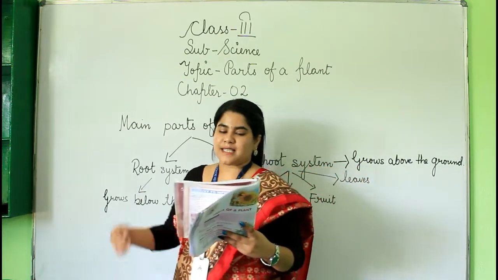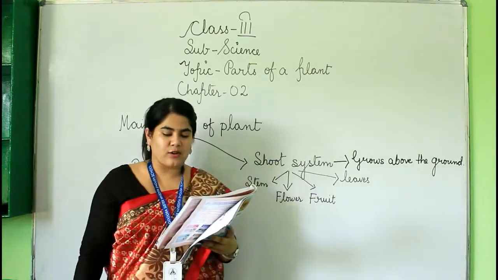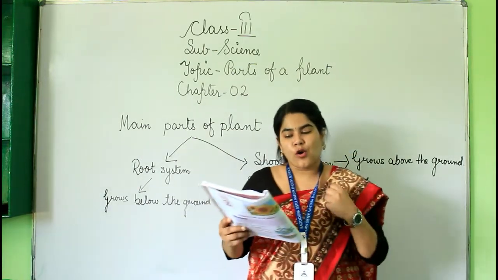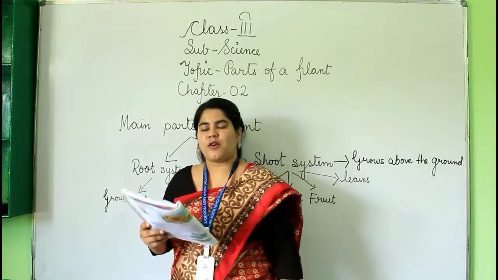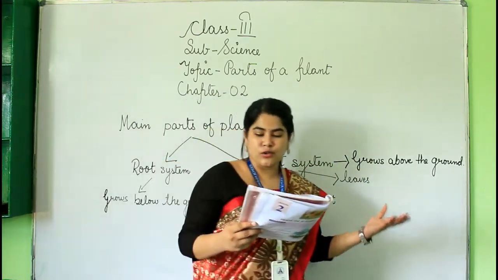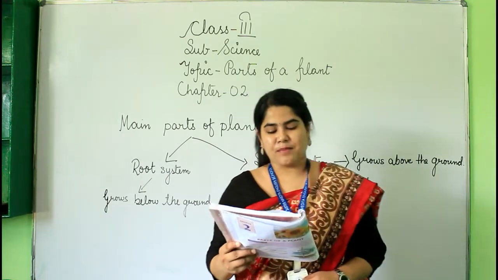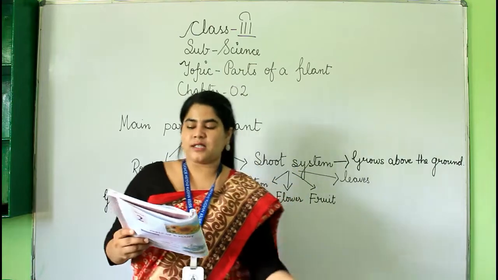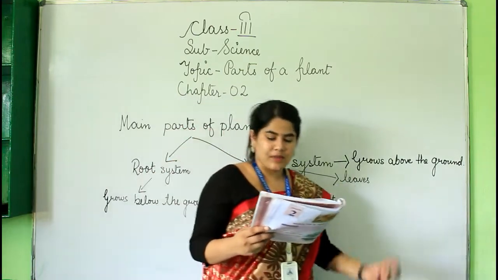A tap root is a large, thick root that grows straight down from a plant in order to collect water and minerals from deep in the soil. It has small roots branching out of it. Examples of plants with tap roots are radish, carrot, mustard and bean.